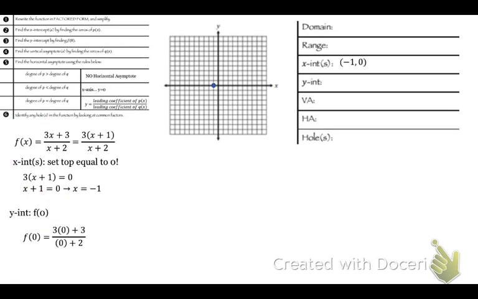So we have 3 times 0 plus 3 over 0 plus 2, which is 3/2. So that's going to be (0, 3/2), which is right there. Now my vertical asymptote, that's where I'm going to set the bottom equal to 0. So I have x plus 2 equals 0, which means x equals -2.